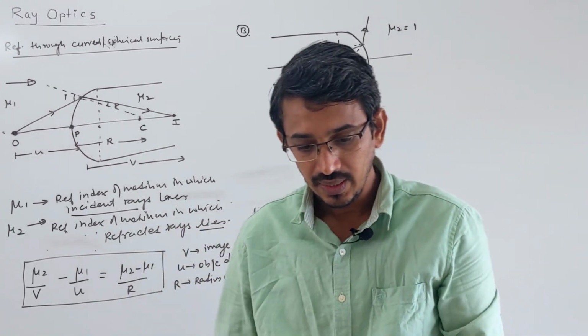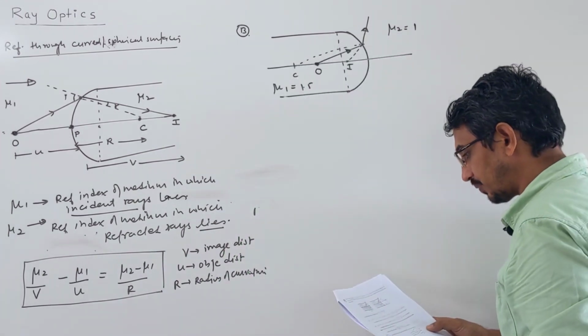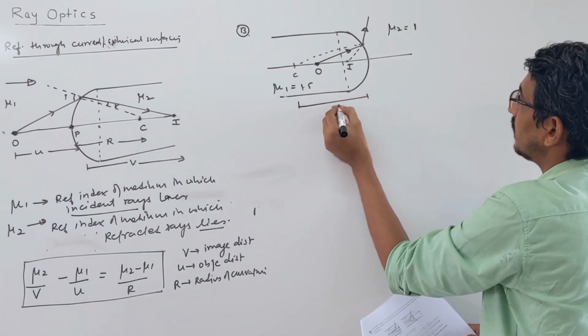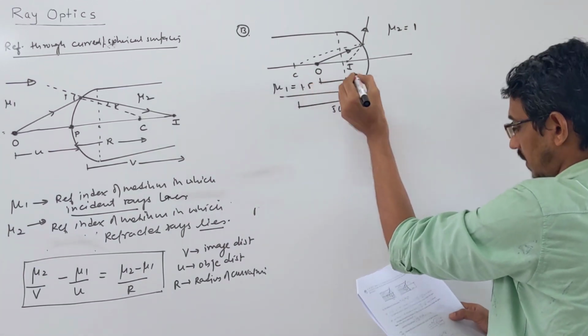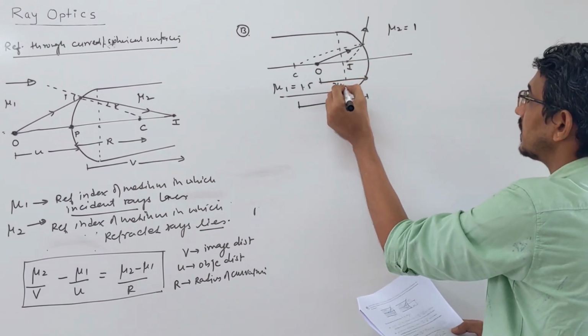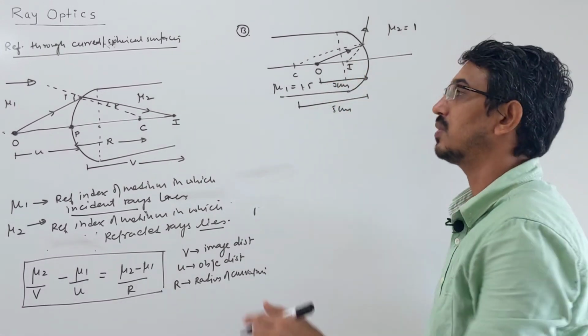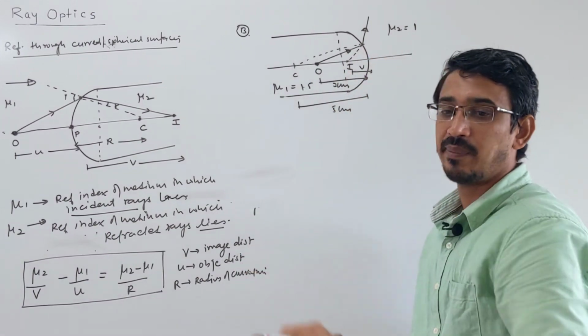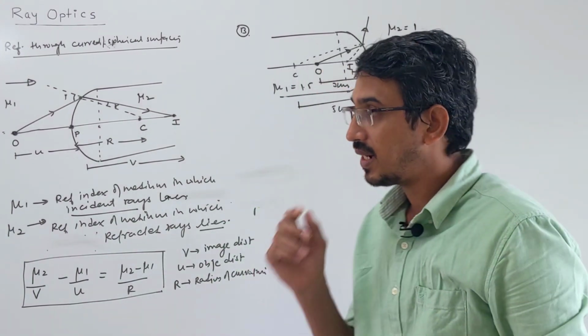Okay, this is given. Then what they gave: the object distance and radius of curvature are given, 5 centimeter, and the object distance is 3 centimeter, and they are asking what is the distance of the image. Means we have to find the image distance, or when you watch from outside, at what depth it appears. Okay, let's write the normal formula.